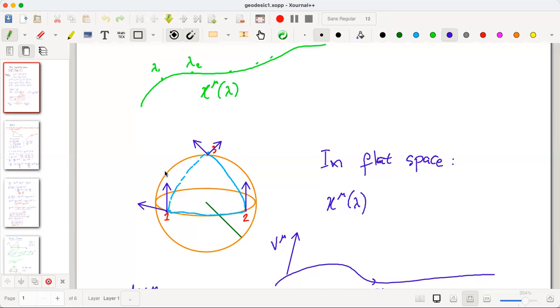Why? Because when you want to prove that the manifold is curved, you just need one example, one closed loop where the parallel transport fails to become parallel.